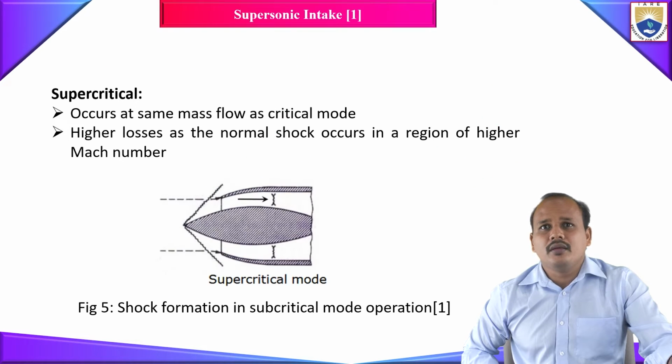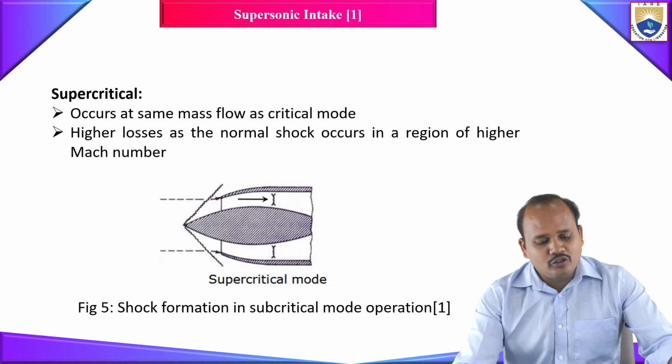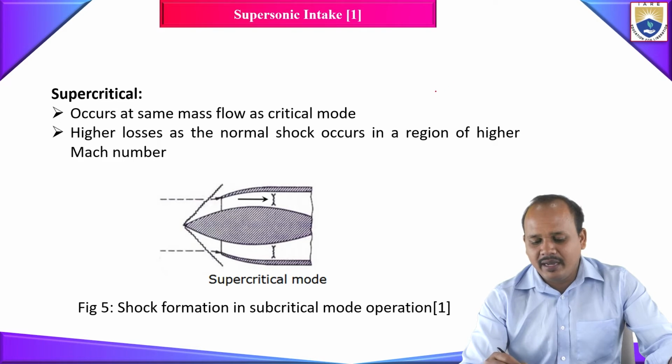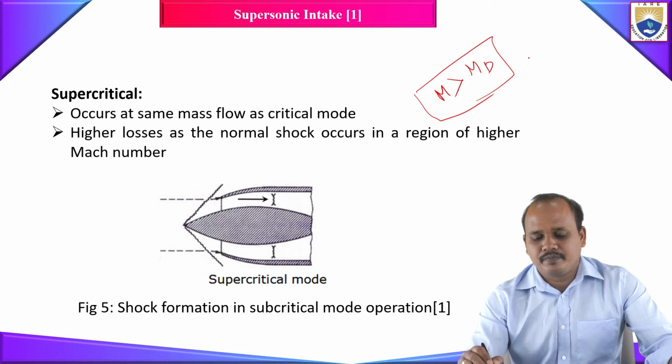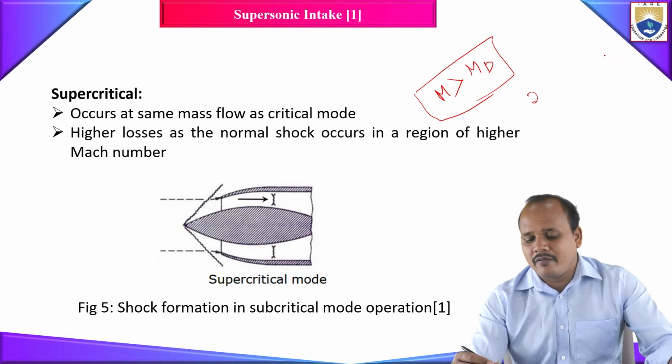Next one is the supercritical mode. The meaning of supercritical mode is that my flight Mach number is greater than the design Mach number. Say my aircraft is designed for Mach number 2; it doesn't mean that it is not capable of flying at Mach number 2.1 or Mach number 2.2. As long as you produce the increased thrust, it is capable, but the efficiency will be reduced.